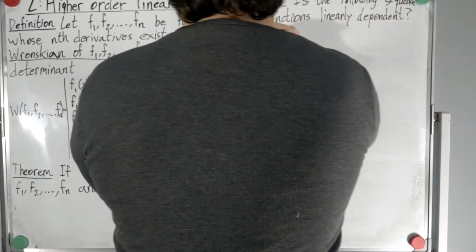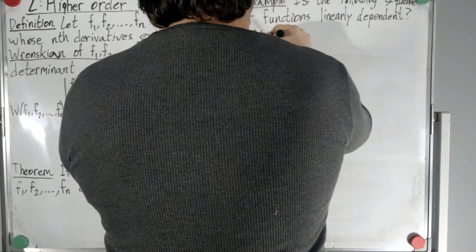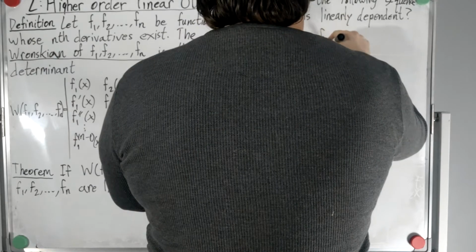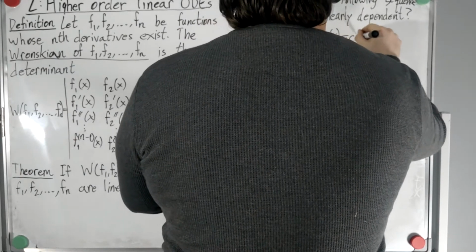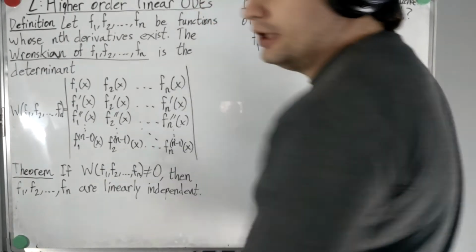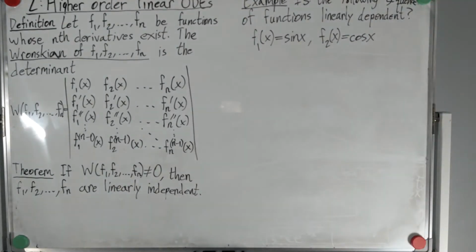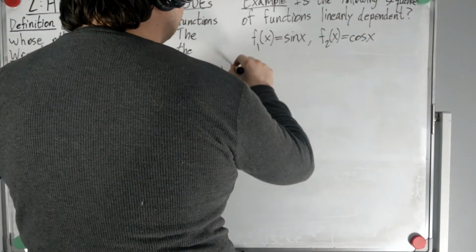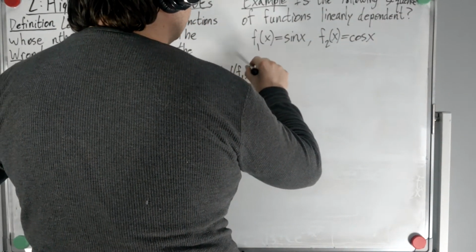So here's the sequence. First function is going to be sine x. Second function is going to be cosine x. We're going to determine whether these two are linearly dependent or not. So what we've got to do is take the Wronskian of f1 and f2.